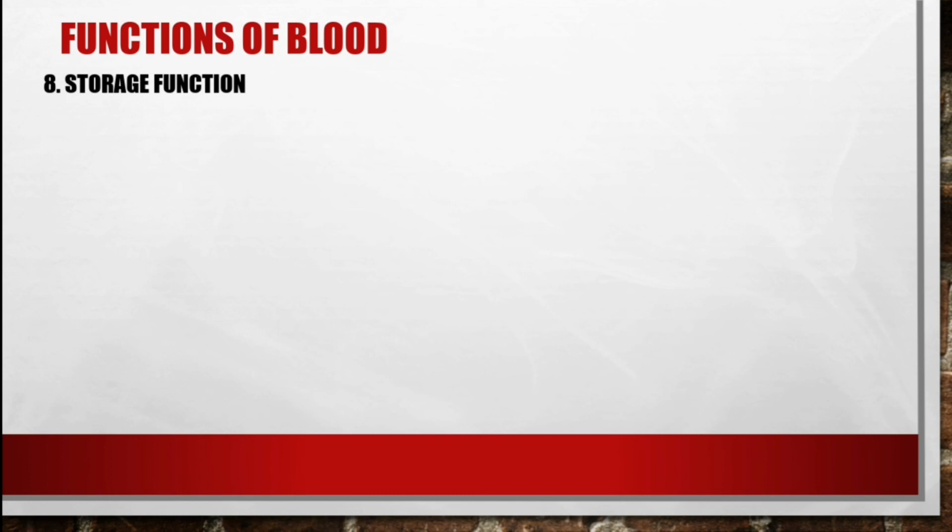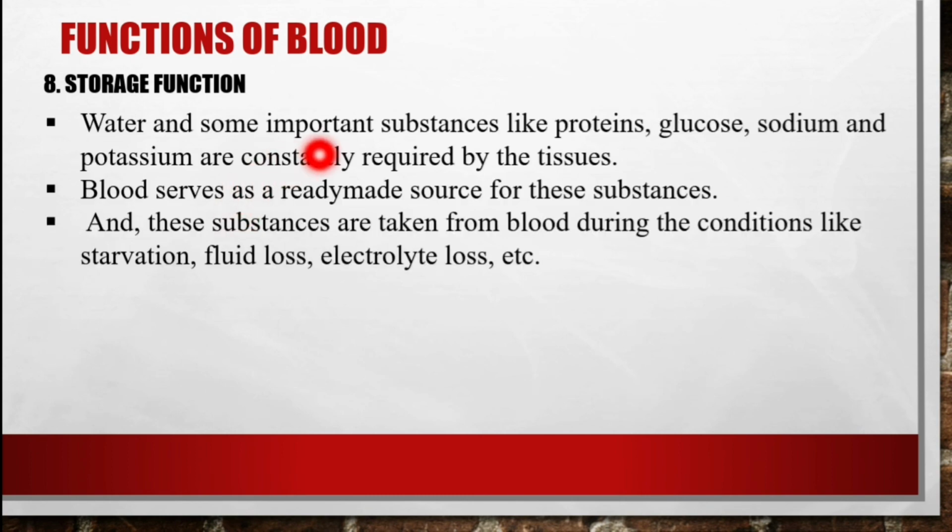Storage function. Water and some important substances like proteins, glucose, sodium, and potassium are constantly required by the tissues. Blood serves as a ready-made source for these substances, and they are taken from blood during conditions like starvation, fluid loss, or electrolyte loss, etc.